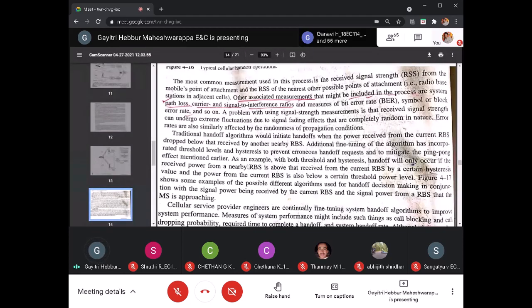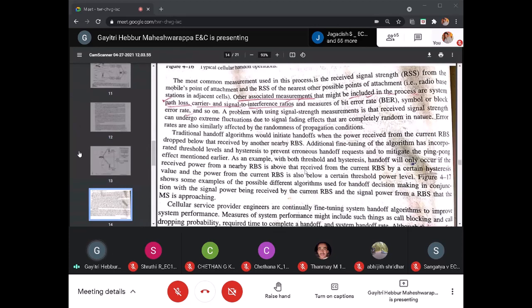With both threshold and hysteresis, handoff will only occur if the received power from a nearby radio station is above that received from the current radio station by a certain hysteresis value, and the power from the current radio station is also below a certain threshold level. This shows examples of possible different algorithms used for handoff decision making in conjunction with the signal power received from the current radio base station and the signal power from the radio base station that the MS is approaching. You can see here.